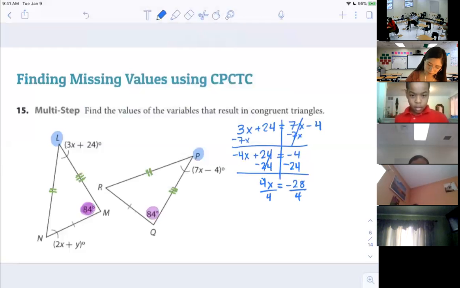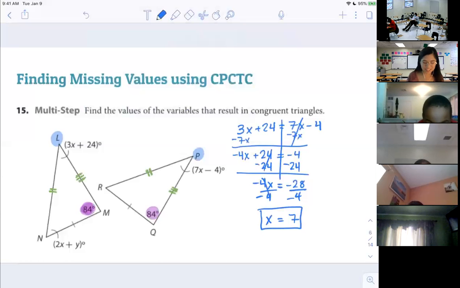Good, and Daniel, what do you get? X, oops, that should be negative. No, it's positive. X equals 7. Sorry, I'm dumb. All right, Daniel, you got it eventually. Good, x equals 7. All right, so I have x.